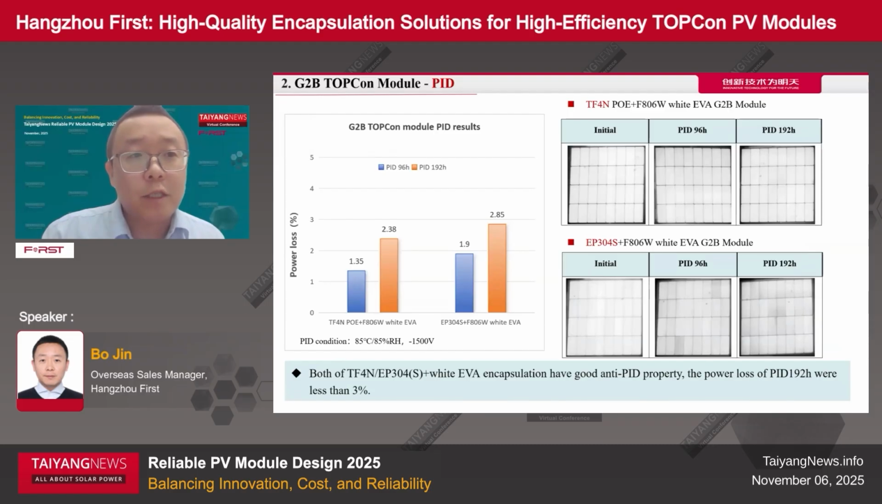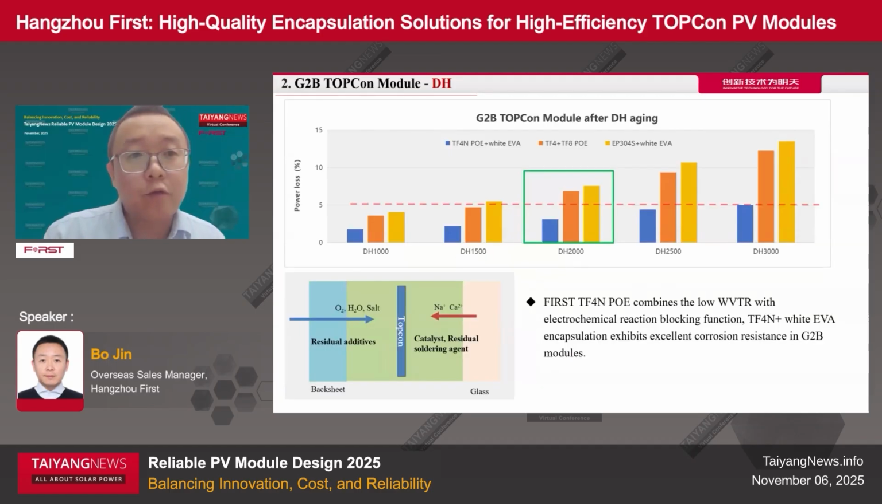And now we switch to glass-backsheet TOPCon module. Again, we start with the PID test. When we use the special POE TF4N on the front side, the result is good. And when we use the anti-acid EPE, EP304S on the front, the result is also proper, but of course slightly not as good as using TF4N on the front side.